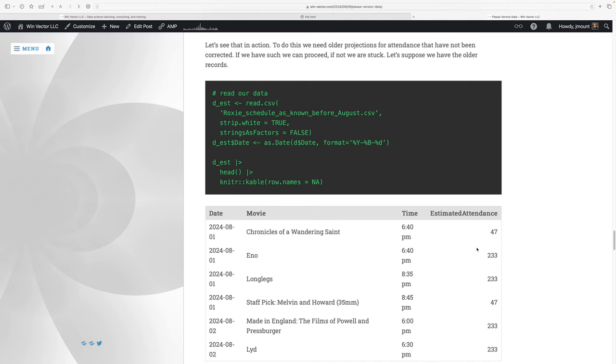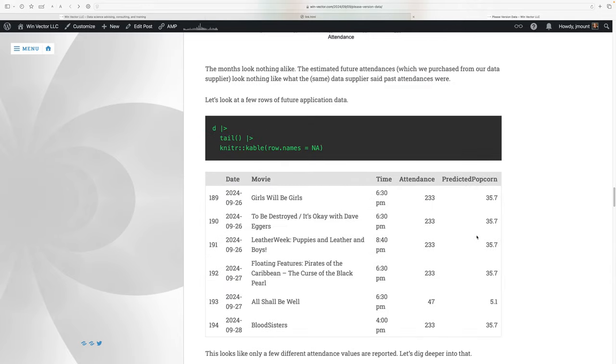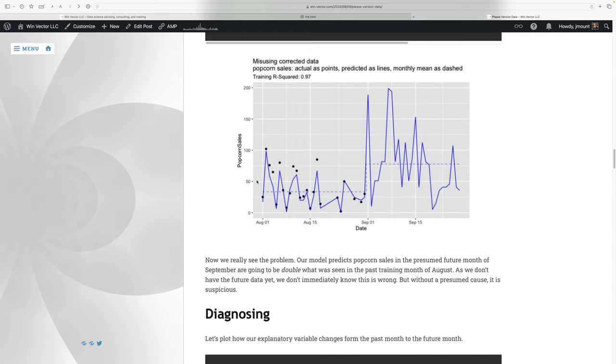This causes a problem: our explanatory variable, which is the number of attendees predicted to go to the movie theater, for our outcome, how much popcorn is sold, is different for future and past movies, which is a real problem. We're training our predictive model to predict how much popcorn is sold as a function of attendance, and in its training data, which is all necessarily in the past, we're getting actual attendance, and in its application data, which is in the future, we're getting this elevated estimated attendance, which is actually the capacity of the movie theater.